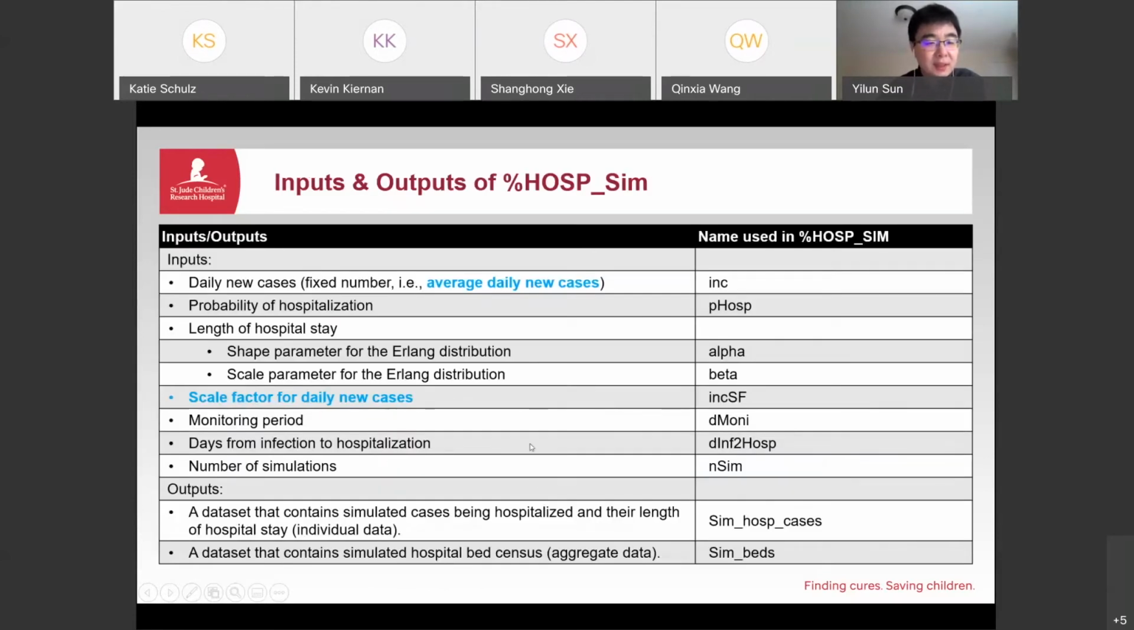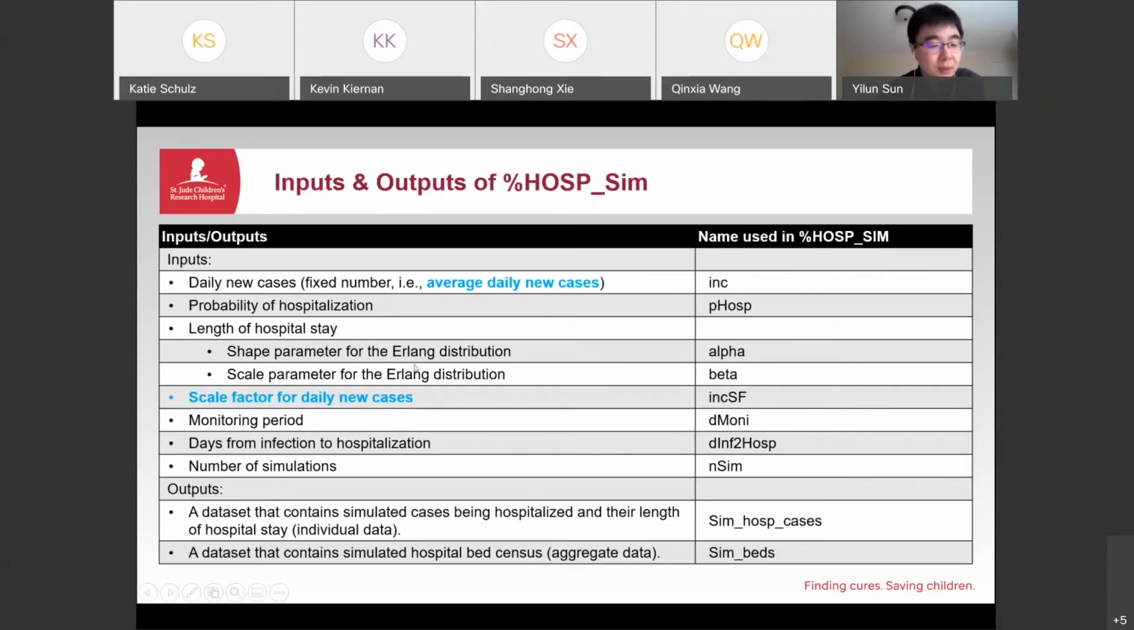And here are the inputs and outputs of the SAS macro. For the input part, most of the parameters have already been mentioned in the previous slide. Here, I want to focus on two things. First, this version of the SAS macro cannot take time series input of daily new cases. So instead, we will use average daily new cases as input data for the SAS macro.